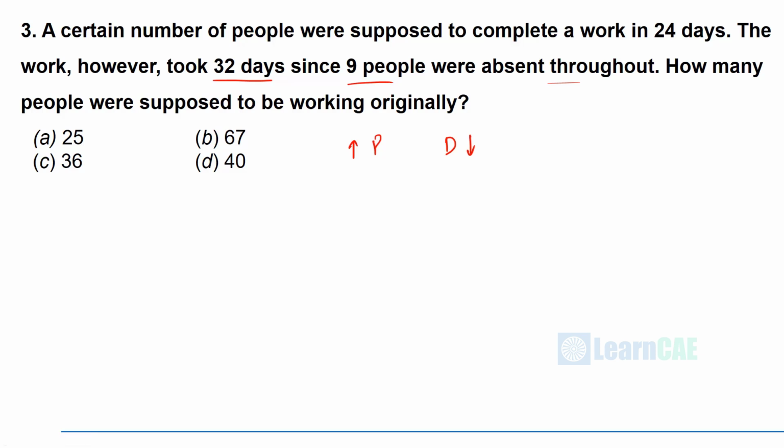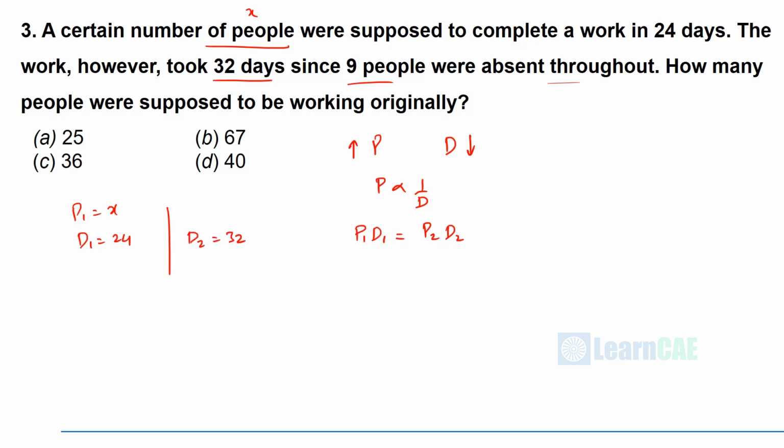Initially, a certain number of people were supposed to work. So let this be X. So here we can say P is inversely proportional to D. So P1 D1 is equal to P2 D2. So here P1 is equal to X. We have to find out the number of people initially who are supposed to work. And the number of days D1 is 24 days. The work, however, took 32 days. It means D2 is equal to 32.